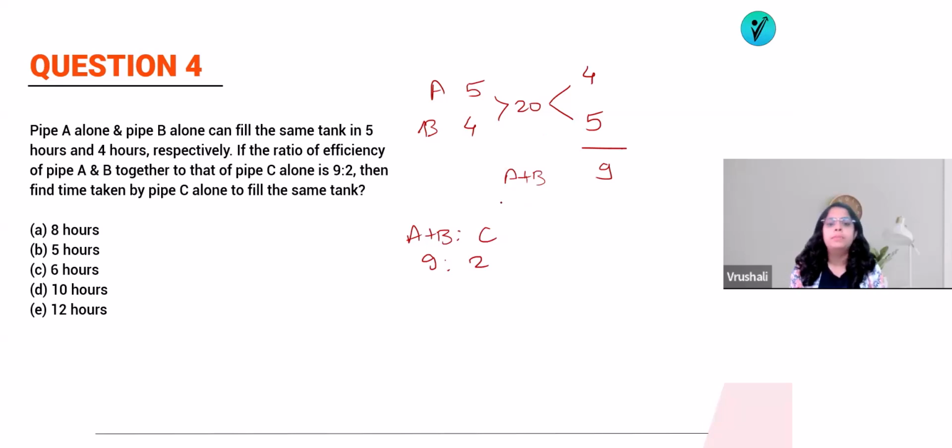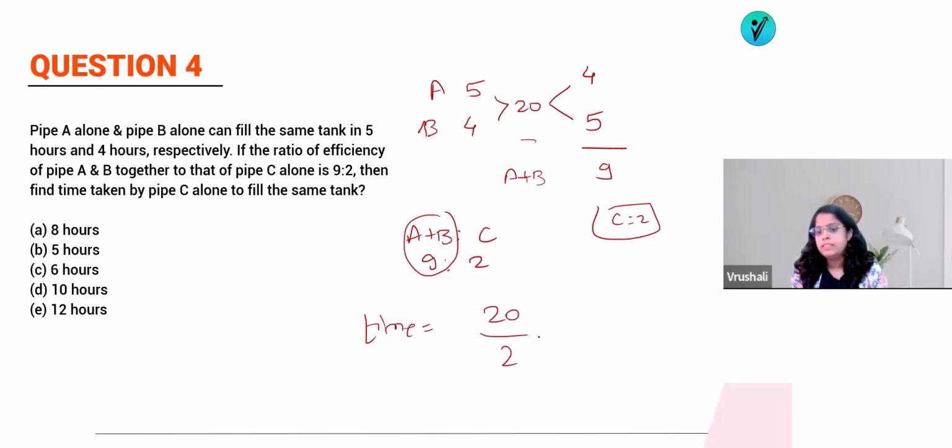Then find the time taken by C alone to complete the tank. As I know that A plus B efficiency is 9, obviously the efficiency of C will be 2. So what will be the time required for C? Total capacity 20 divided by its efficiency 2, so it will require 10 hours. That is option number D, the answer. That's it. I hope you are getting this. Now let's solve the next one.